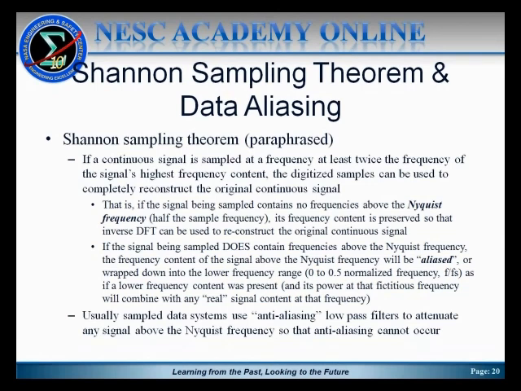And that signal, what I'm calling this fictitious or phantom frequency, will combine with any real signal that happens to be there. So that will really mess up the calculations, and you'll get an erroneous answer. And usually sampled data systems use things called anti-aliasing or low-pass filters that are designed to attenuate any signal above the Nyquist frequency so that aliasing cannot occur.